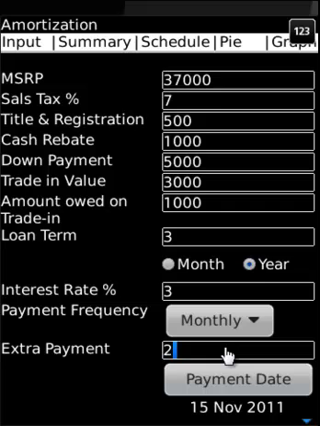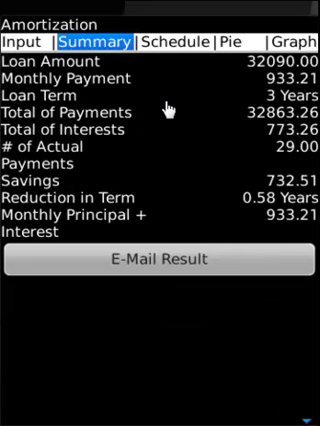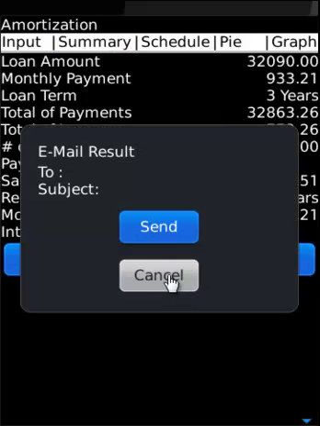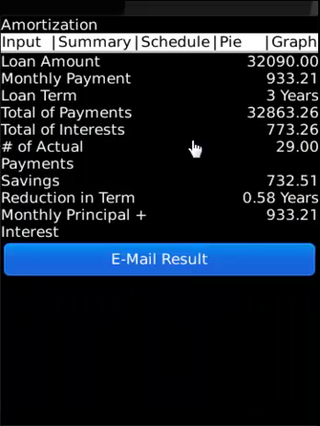If you would like to make any additional extra payments, please supply that. Now move over to the summary. It says the loan amount, monthly payment, loan term, total of payments, total of interest, number of actual payments, savings, reduction in term, monthly principal, and interest. You can actually email this data to yourself or whoever you would like to.